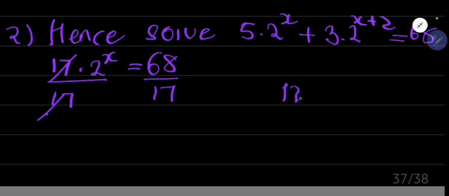17 times 2 is 34. Okay, so now 34 is made of 68. Then it simply means that 17 goes into 68 4 times. You could even simply use your calculator and get this part. So 2 exponent x is equal to 4, just like that.